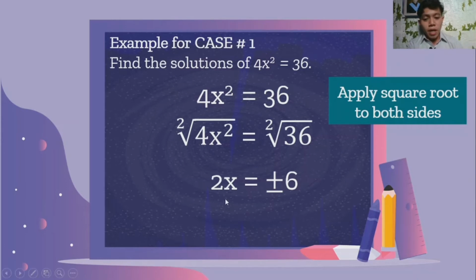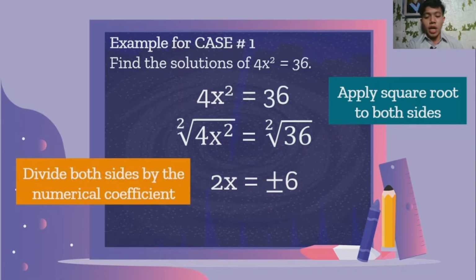Anong sabi? Kapag may numerical coefficient, yung variable natin, divide both sides by the numerical coefficient. Okay? So, divide both sides lang natin. 2 divided by 2, that is 1. 6 divided by 2, that is 3. Kaya yung 2x is equal to positive, negative 6, magiging x is equal to positive, negative 3.